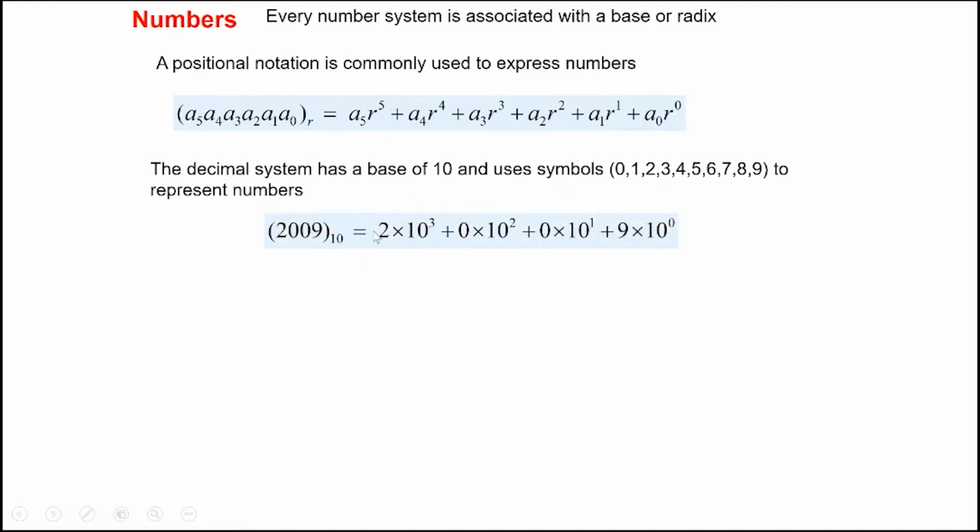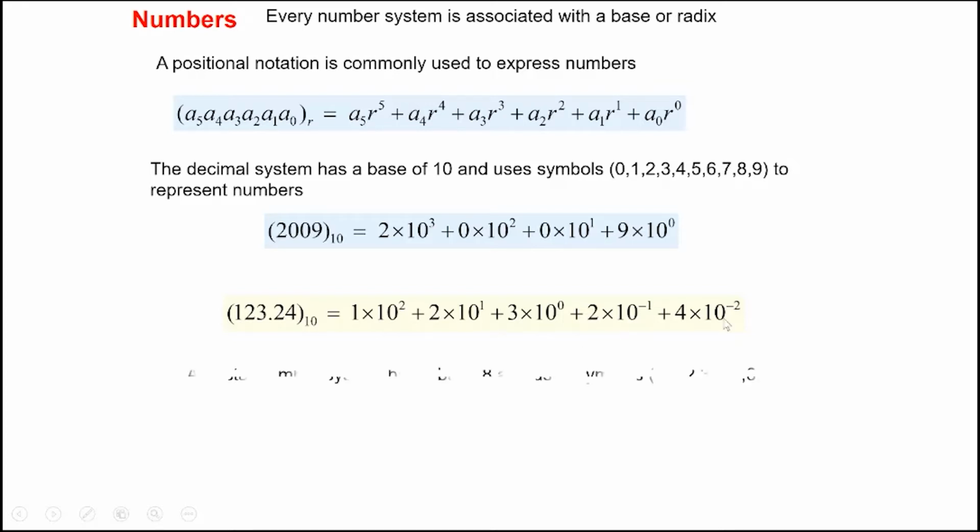And similarly, we know how to read a number when we write it to the base 10, then we are familiar with it. This is what the value of that particular number is. We can expand it in this particular manner here. And also, if we have a decimal point here, then the first digit after the decimal is 10 to the power minus 1. The second one is 10 to the power minus 2. All right. Well, so that's a decimal system that we are familiar with.